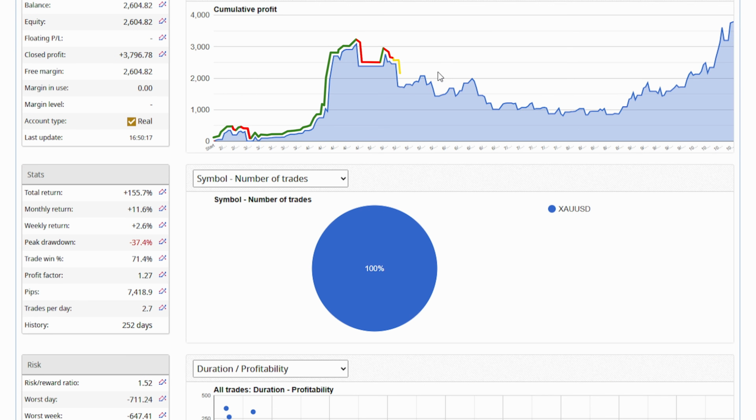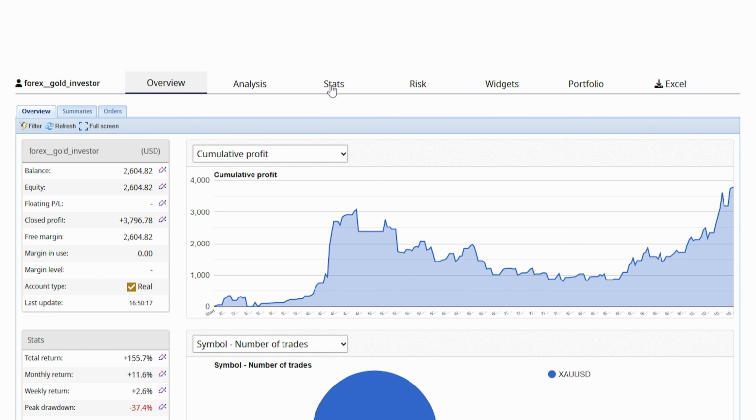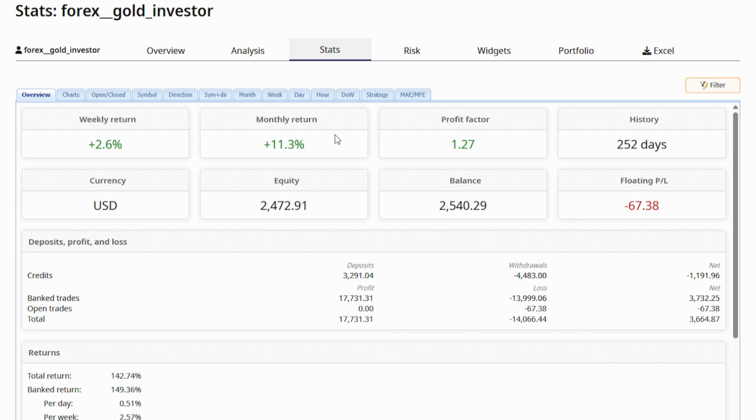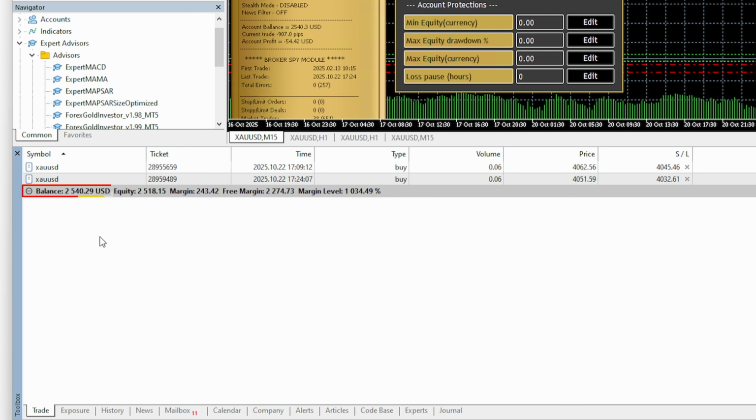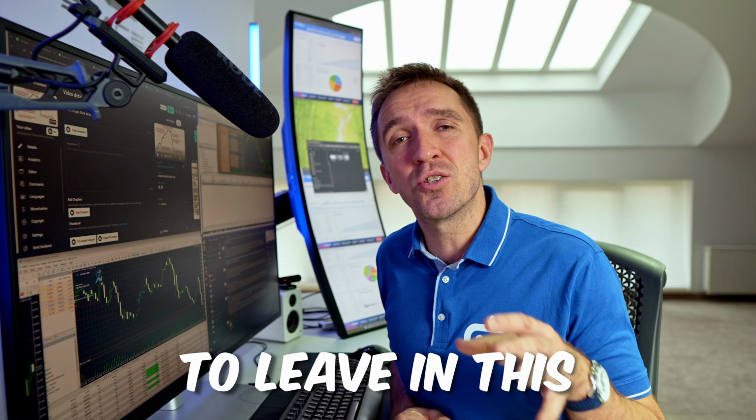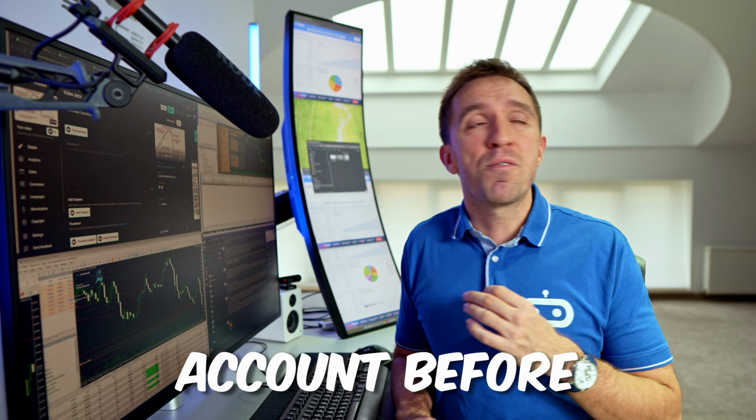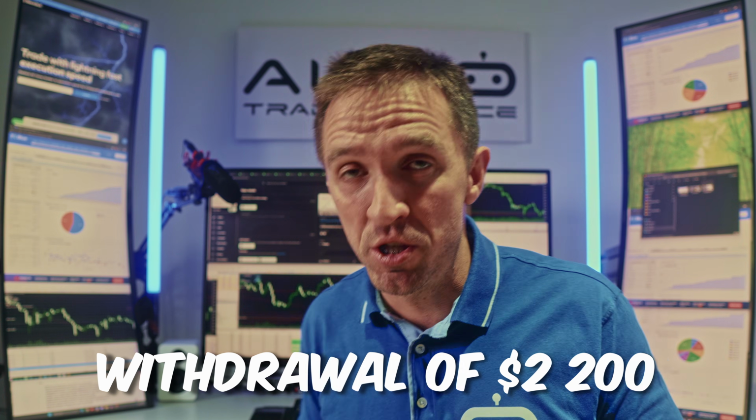Because of this 9% daily protection, you can see that I have kept most of my profits, and now I've made much more profits. If we just look at this account, we'll see that on average from all of the trading, we have above 10% monthly return. The withdrawals are already bigger than the deposits in the account, and I still have $2,500 to trade this expert advisor. Actually, this is how much I decided to leave in this account before my last withdrawal of $2,200.